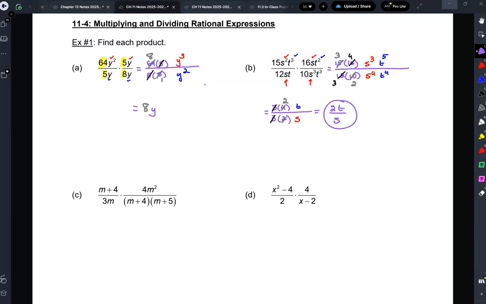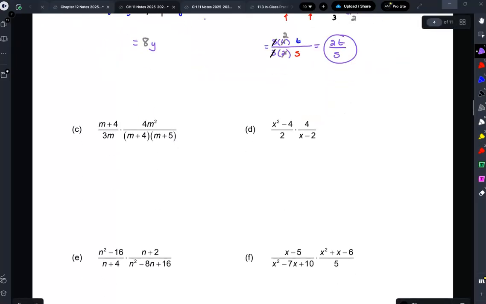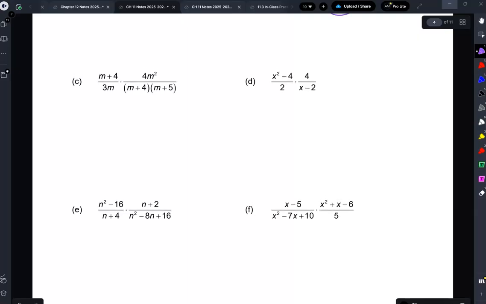Okay, so now, any questions on this one? Okay, now here's what we're going to do. The next one, do you see how I have some monomials and I have some binomials? This is key.